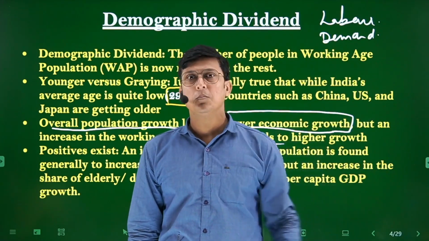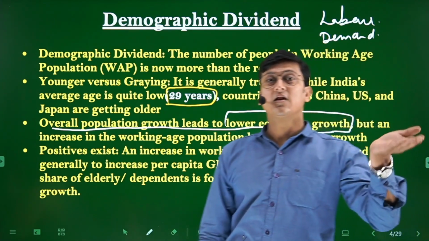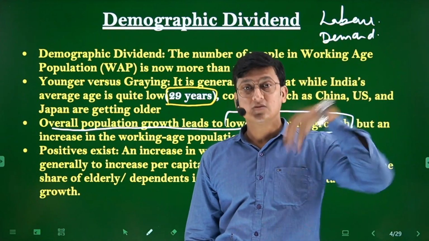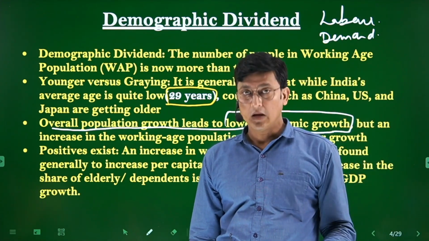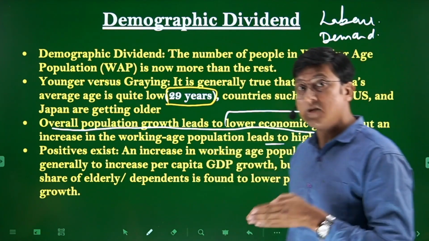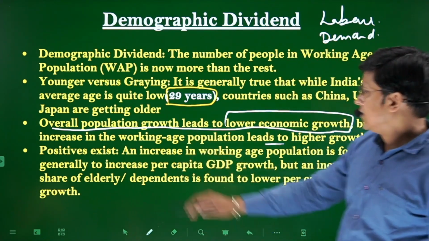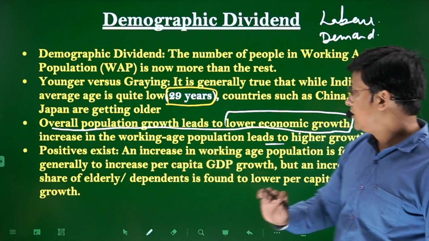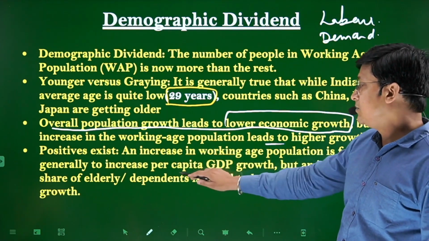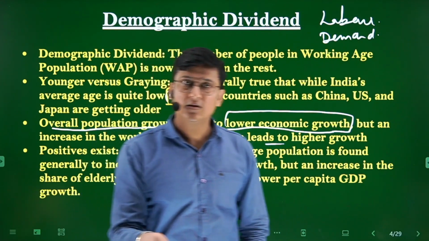That is why every company wants to come to India. Every company in the world is trying to come to India. That is why so much FDI and FII are coming to India, because they know that India is a growing economy. India is bound to grow because of the population, because of the demographic dividend. Okay. So what positives exist in the Indian economy? An increase in the working age population is found generally to increase per capita GDP. If there are a higher number of people who are working, then per capita GDP shall also increase.